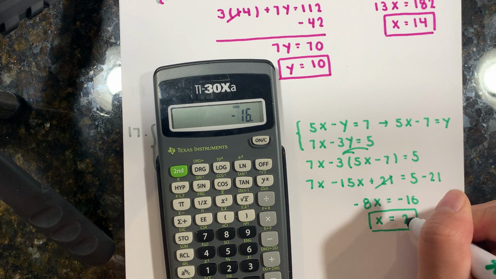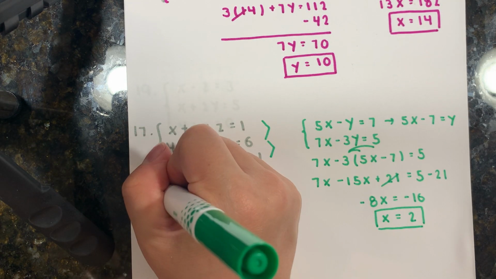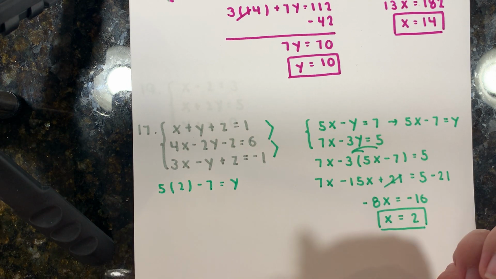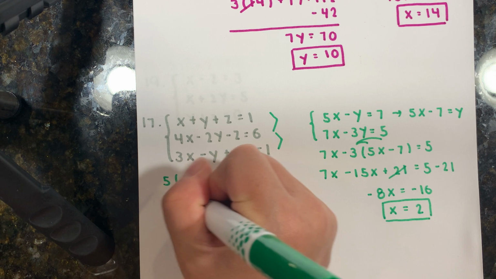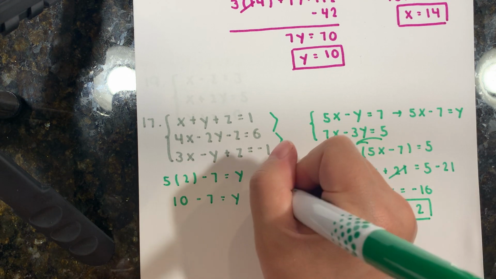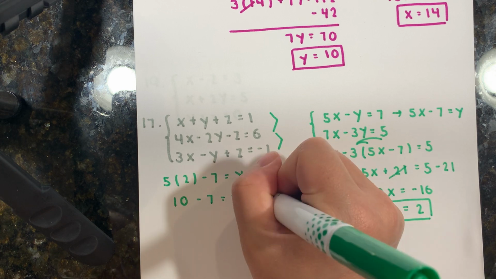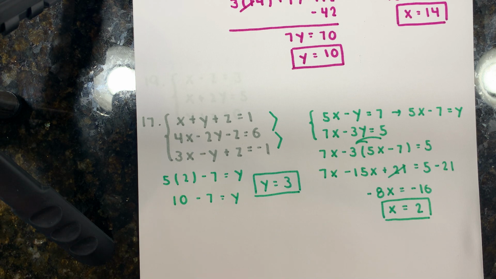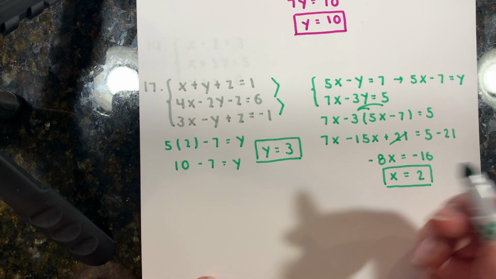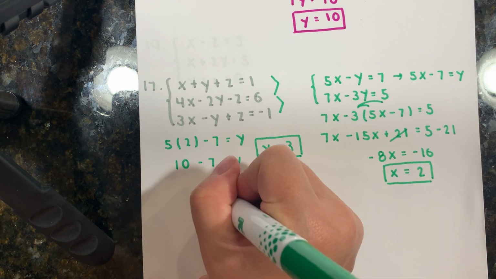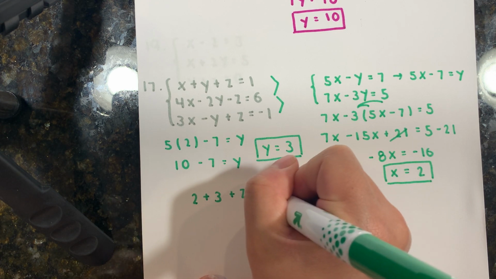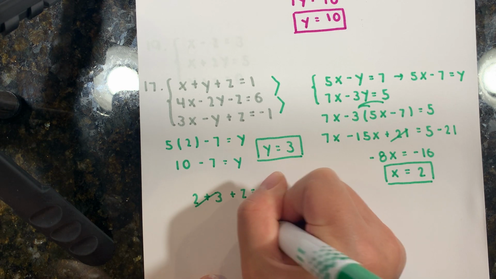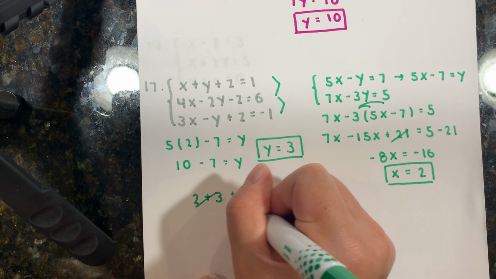Now that I know what x is equal to, I'm going to plug it into there. So that would be 5 times 2 minus 7 equals y. Well, 5 times 2 is 10. So 10 minus 7 equals y. So I know that y is going to be equal to 3. Then lastly, I need to solve for z, which you can do by plugging into any of the equations. I'm going to plug it into the top equation though. So I have 2 plus 3 plus z equals 1. 2 plus 3 is 5, so I'm going to subtract 5. So z is equal to negative 4.